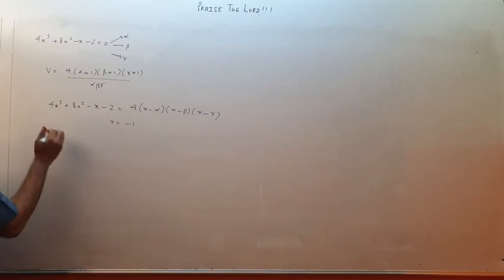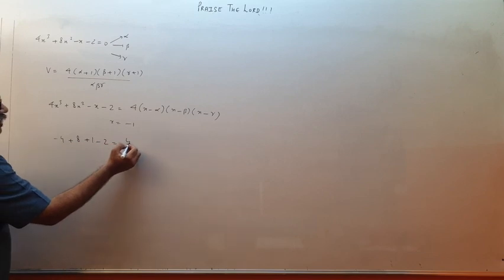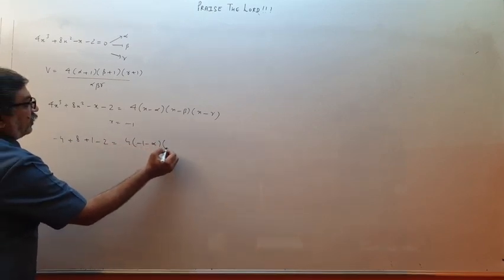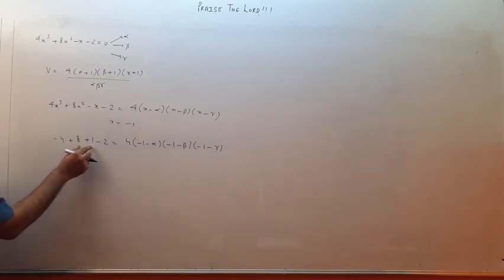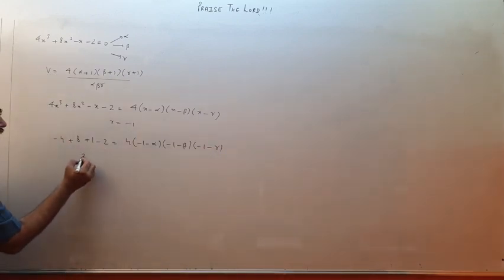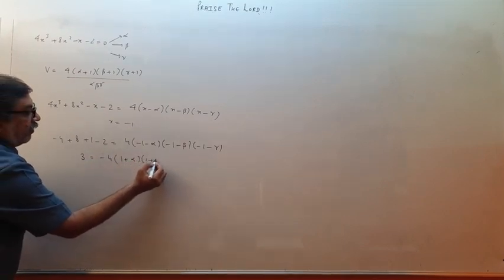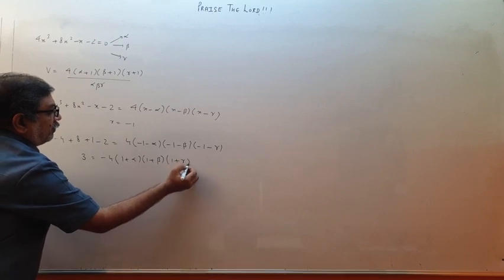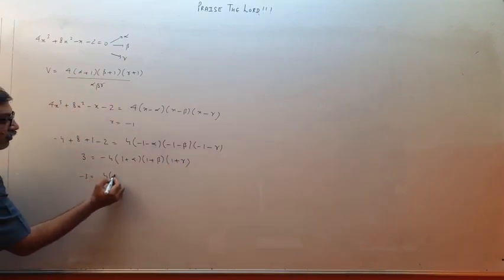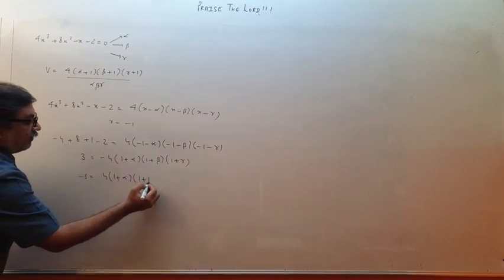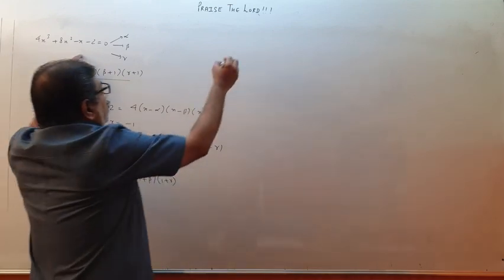By putting x as minus 1, this becomes minus 4 plus 8 plus 1 minus 2, is equal to 4 into minus 1 minus alpha, minus 1 minus beta, minus 1 minus gamma. So this is 9, 9 minus 6, 3. So 3 is equal to, I take minus common, 1 plus alpha, 1 plus beta and 1 plus gamma. 4 into this, so minus shifted over here, minus 3 becomes 4 into 1 plus alpha, 1 plus beta and 1 plus gamma.